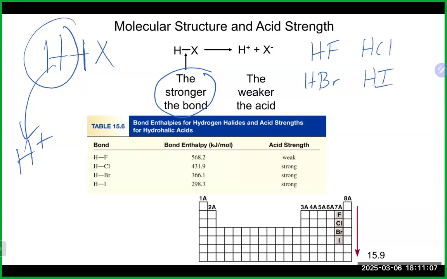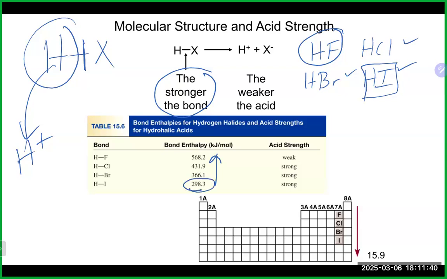And if we look at bond enthalpy or bond strength, we see in group 7, it increases as you go up group 7. That means our weakest acid out of that group is HF, our weak acid. These others are stronger acids. Out of that group, which one is actually the strongest acid? It's HI, right? Even though we always think of HCl, strong acid, it is a strong acid. But actually HI is stronger.